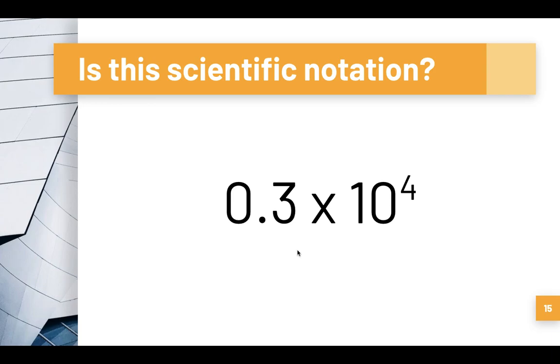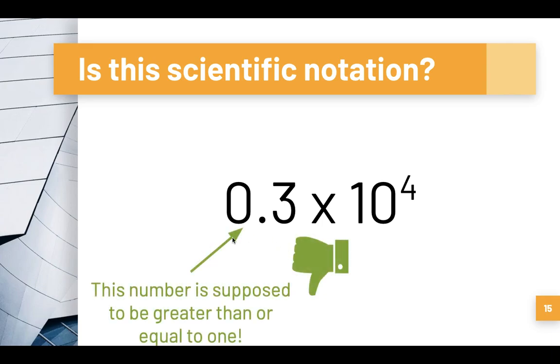0.3 times 10 to the 4th. Is this in scientific notation? I hope you said no. Why? Because this front number is supposed to be greater than or equal to 1. So if we corrected that, we'd have to move our decimal one more place to the right, which becomes 3. 3 times 10 to the 3rd would be our correct form of scientific notation.